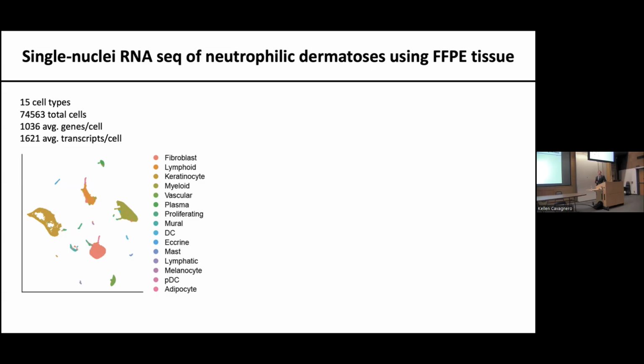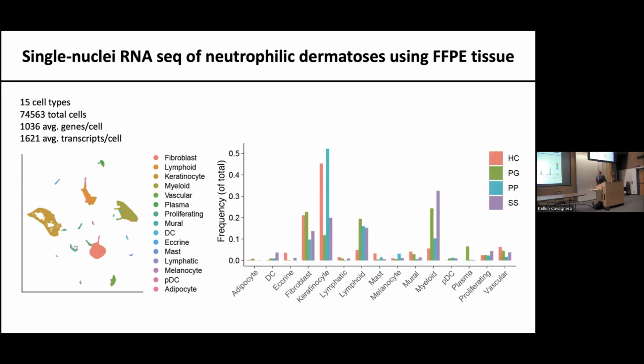And we can start using these data to make new discoveries. And here, looking at composition, we knew that neutrophil myeloid cells were increased in neutrophilic dermatoses, but now we're learning that lymphoid cells are also increased, as well as plasmacytoid dendritic cells and dendritic cells, for example.